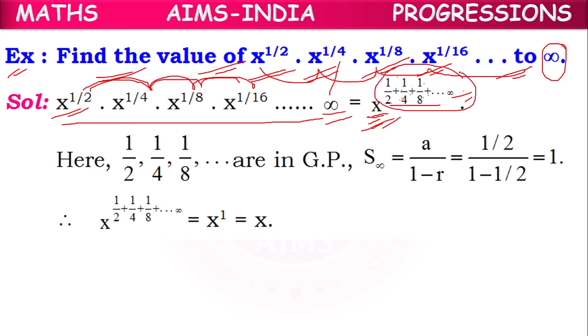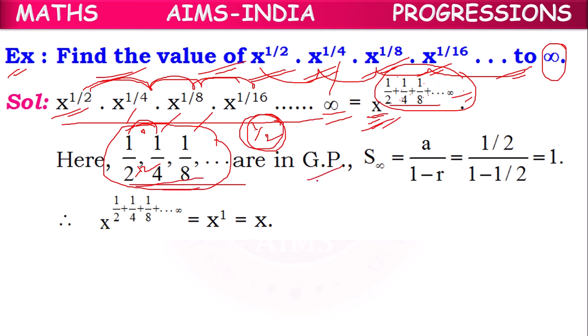If you observe the exponents 1 by 2, 1 by 4, 1 by 8, this is the sequence here, and it is the series having these terms. So they are in the form of 1 into 1, 1, 2 into 2, 4, 1 into 1, 1, 4 into 2, 8. Except the first term, all the other terms are obtained by multiplying the previous term with 1 by 2. So this 1 by 2 is the common ratio for this sequence. So they are in GP.